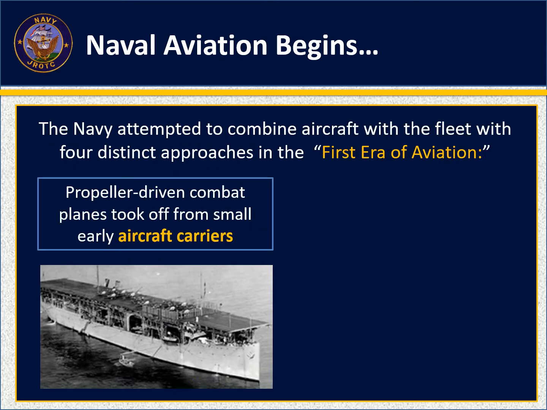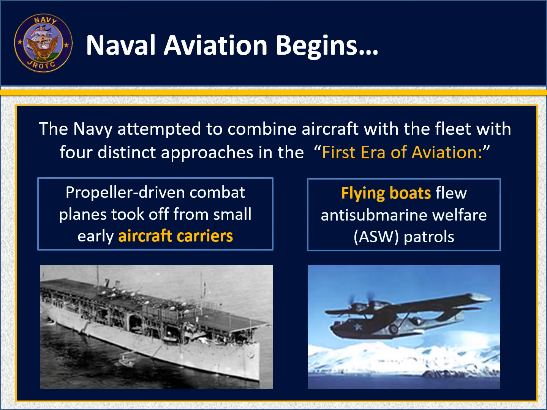The Navy attempted to combine aircraft with the fleet with four distinct approaches in the first era of aviation. The first step: propeller-driven combat planes took off from small early aircraft carriers. This was followed by flying boats, which flew anti-submarine warfare (ASW) patrols. They were the first long-range reconnaissance aircraft for the Navy.